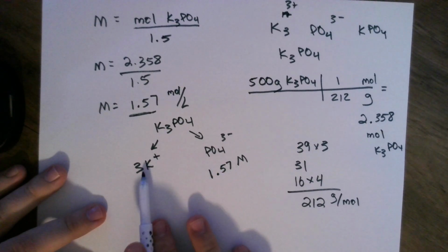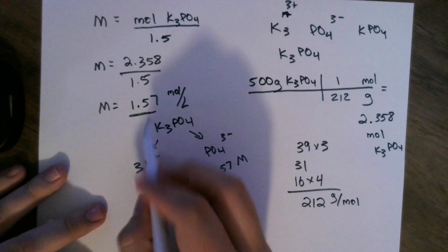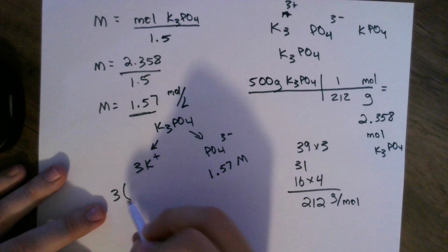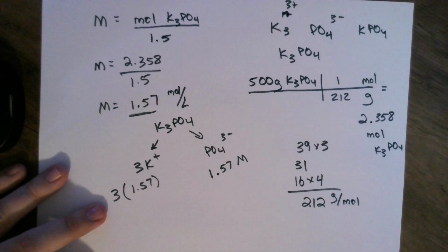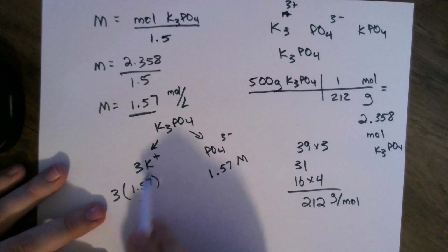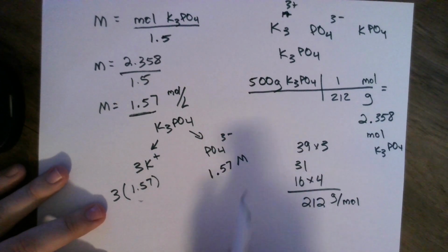But I make 3 times as many K pluses. So its actual concentration when it's dissolved, it's going to be 3 times 1.57. It's like 4.6 something, right? It's actually going to be 3 times as much potassium in there as there is phosphate.